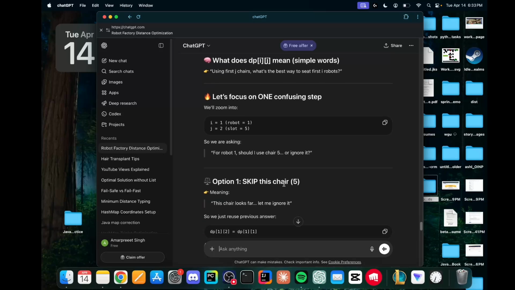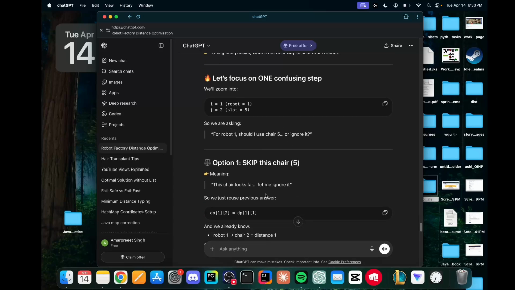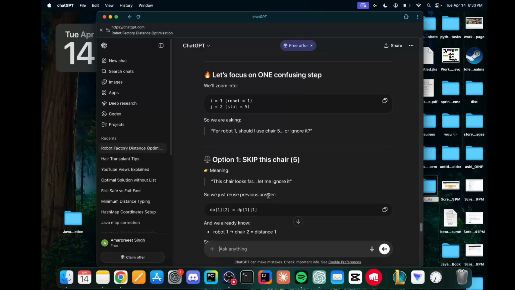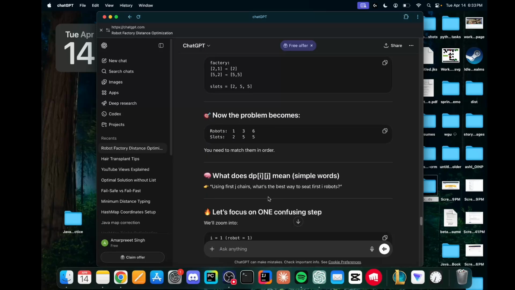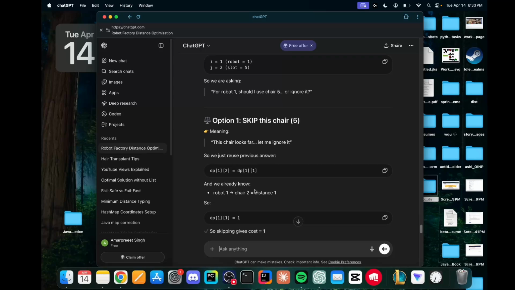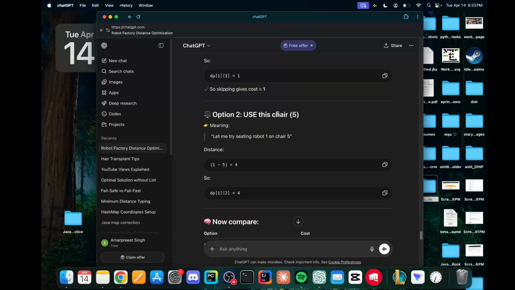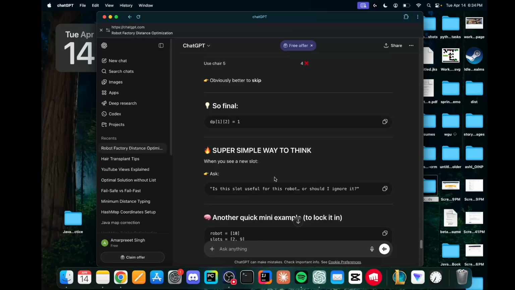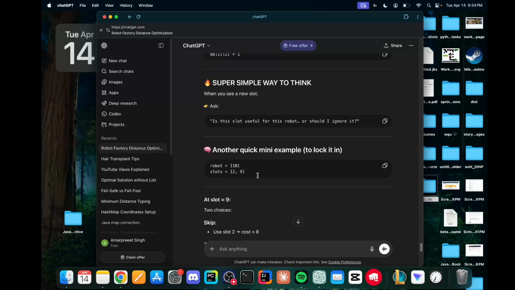Option 1, if we skip, meaning this chair is skipped, we return to the previous answer. Robot 1 to chair 2, the distance is 1. Skipping gives us cost 1. If we use the chair, let me try setting the robot on the chair. The distance is 4. Final. Super simple way to think, and when you see any other example, to lock it in: I have robot 10 and slots 2 and 9.